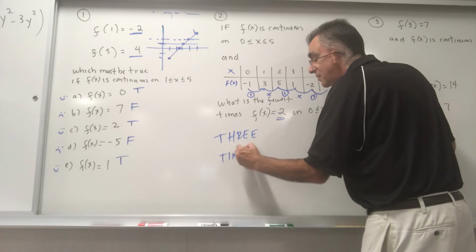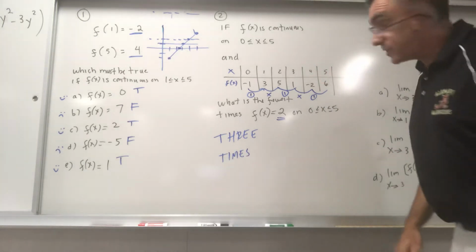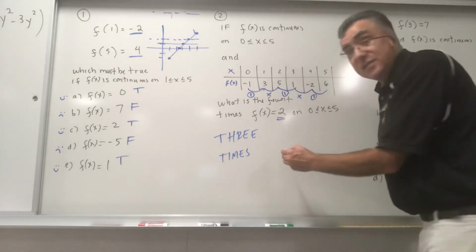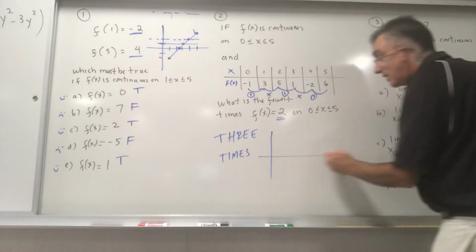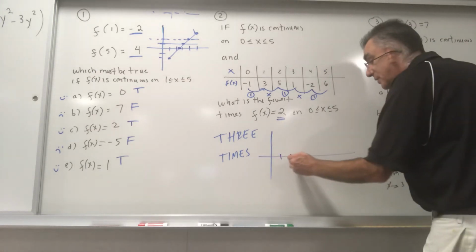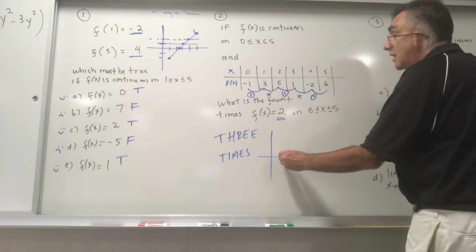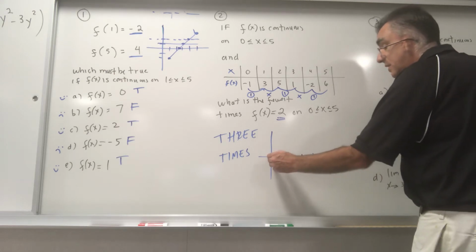Now I'll be honest with you, that's not necessarily how I would do the question. I literally do it this way, and this is just personal preference. It's going to sound kind of dumb, but this is the way I do it. 1, 2, 3, 4, 5. And I do f of 0 is -1.